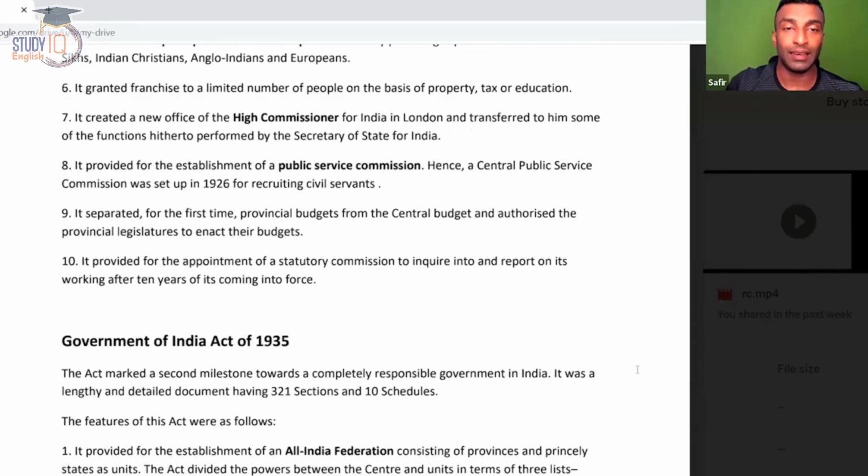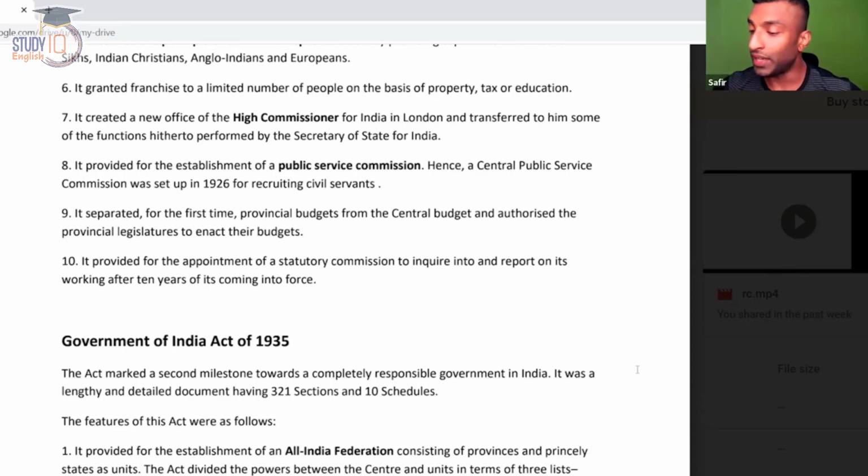Okay. And then appointment of a statutory commission to inquire into the report on working after 10 years of its coming into force. So after 10 years, we need some more. That is what the Simon Commission was. We have already discussed the Simon Commission and associated developments and the protest, and then the Nehru Report and Delhi proposal, Hindu Mahasabha demands, Gandhi's 11 demands, and then the civil disobedience movement, and then the Round Table Conferences, and then connected to that, the 1935 Government of India Act. Okay, so that's how we are now going to discuss the Government of India Act.